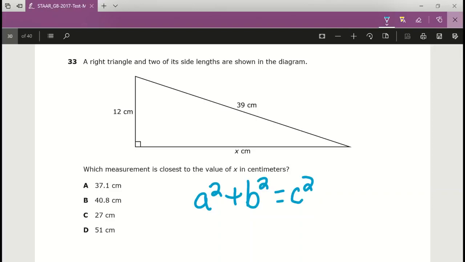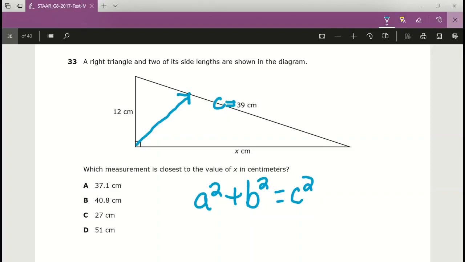The next thing we do, whenever we see a right triangle, we want to find C. To find C, we draw an arrow out from our right angle. Our right angle points to C, so our C is 39.